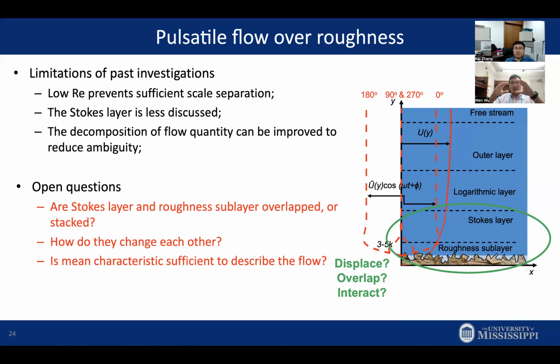Okay, is the Stokes layer on top of roughness or is the roughness layer on top of the Stokes layer? And how do they change each other? And the most important question is, if you use equilibrium, the roughness correction derived from the equilibrium flow, can you predict this at least in the mean sense? So that's something that we try to understand, okay, when both are present in the flow.